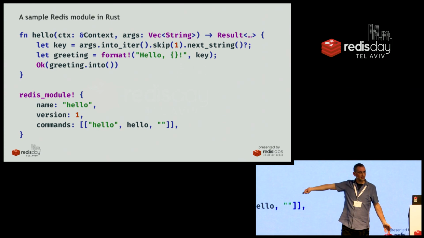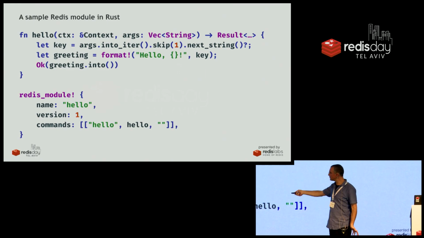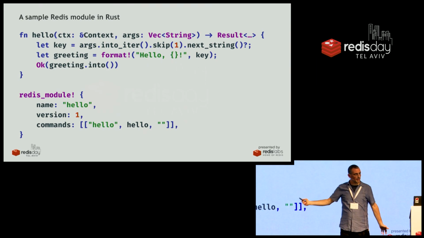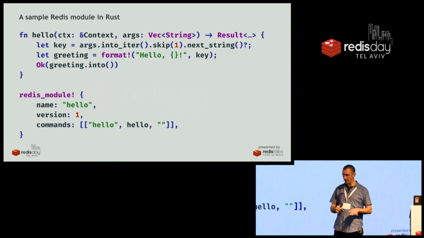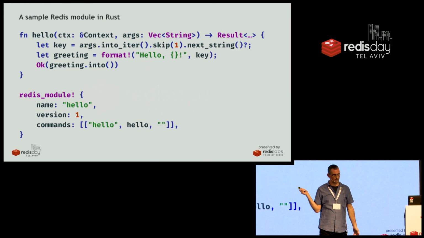This looks like native syntax in the language. It looks like we're defining a struct or something like that, but we don't. This is special syntax that we introduced. We say the name of the module, version, and we give it a list of commands. And this will do all the magic at compile time again, and we will have an entire Redis module ready.